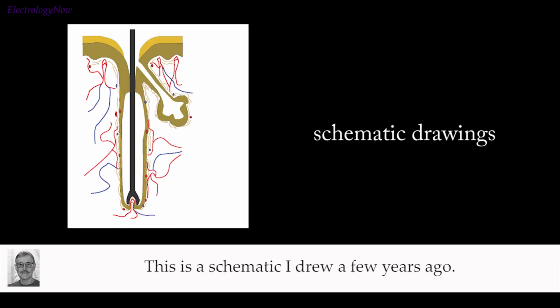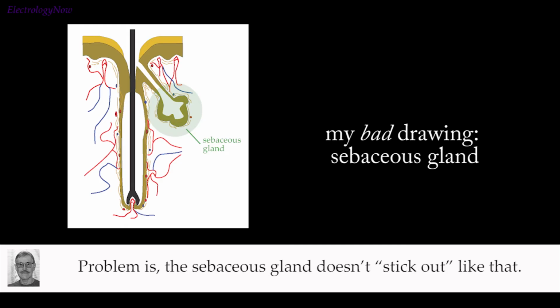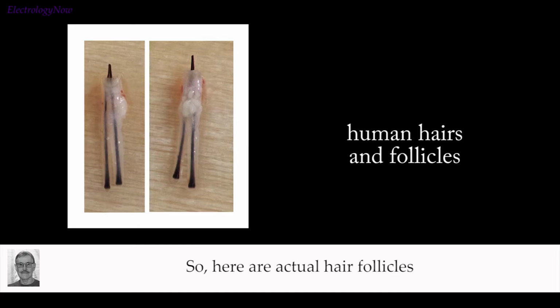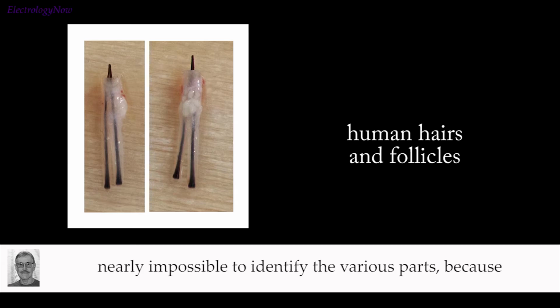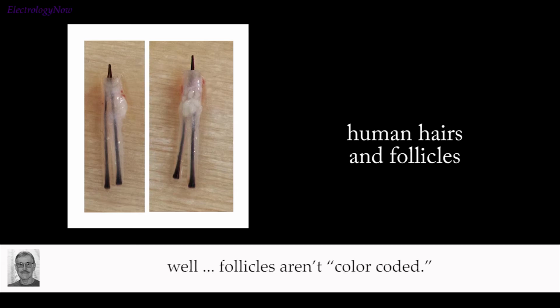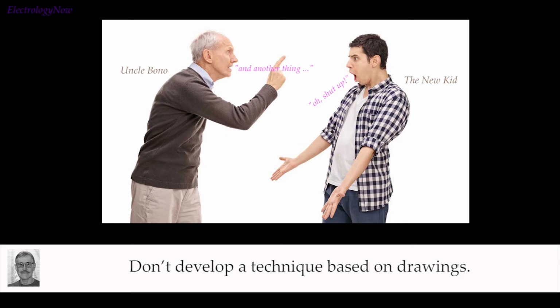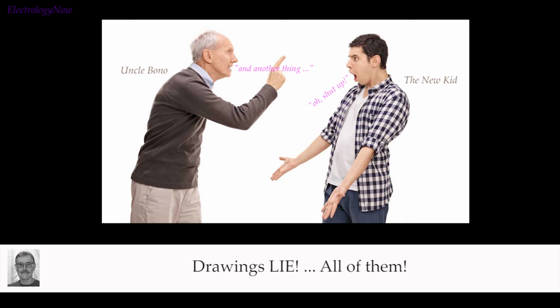This is a schematic I drew a few years ago. Problem is, the sebaceous gland doesn't stick out like that. So here are actual hair follicles that were removed from a man's head. As you can see, it's nearly impossible to identify the various parts because, well, follicles aren't color-coded. Here are actual sebaceous glands, and as you can see, they look like little lumps of fat, not neat, well-defined structures. So the point is, don't get hung up on drawings. Don't base your arguments on drawings. Don't develop a technique based on drawings. Drawings lie, all of them.